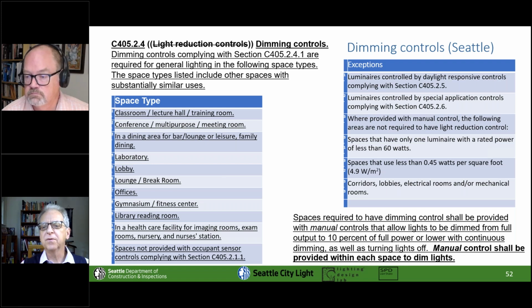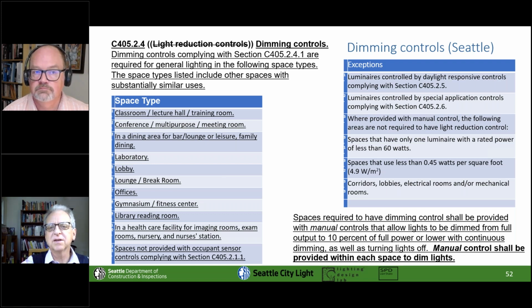On the right side table are the exceptions to that. Any place that's got daylight controls, or as long as you do have some kind of light switch, a room that only has one luminaire, or that has very low lighting levels. Actually, that encompasses most of the spaces that Shaun was just saying, so you might get out of it there. Also excepted are corridors, electric rooms, mechanical rooms, and lobbies. Those do not require the dimming controls.